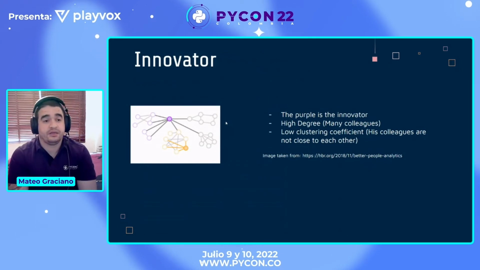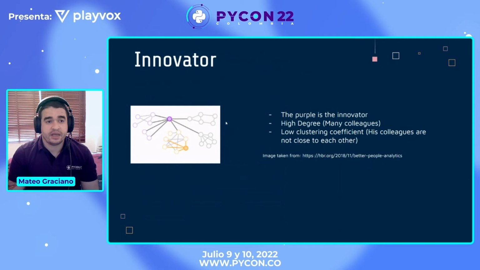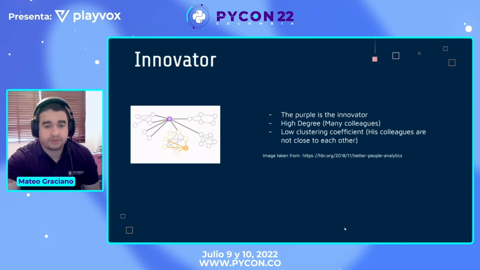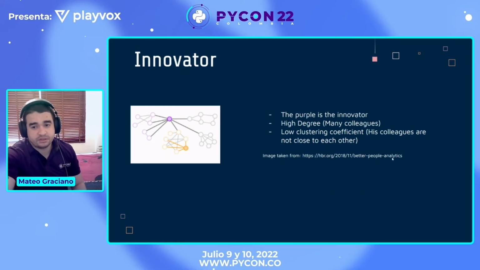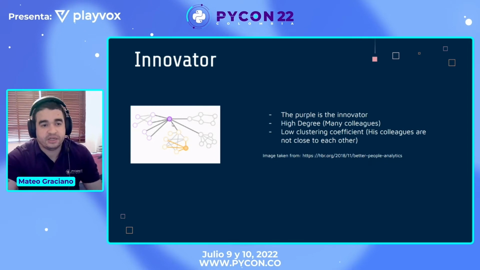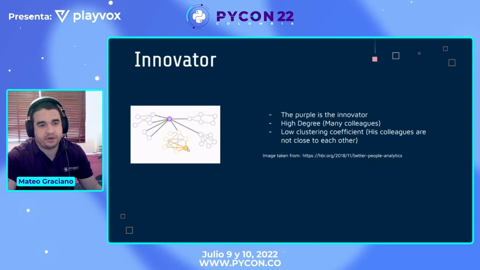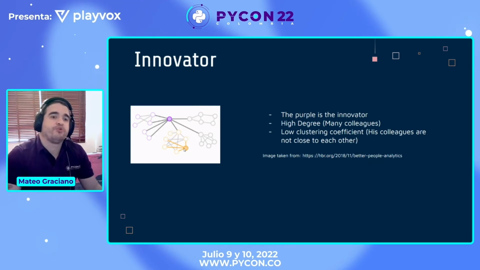I told you that it is possible for you to find innovators using ONA. This is an example that is taken from this article. The most important part is the visual part. The purple one is an innovator, and the orange is not an innovator. Apparently, there are no potential innovators. Again, this is just a model, so it might be wrong.